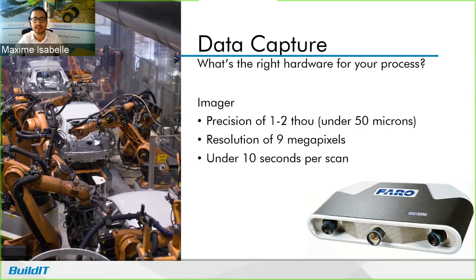So what you need is a soft probe or a scanner. The imager takes everything in one shot, so we can really speed things up. It has a precision of 1 to 2 thou, so under 50 microns, a resolution of 9 megapixels, and every scan takes under 10 seconds, depending on the number of exposure rates. You could even shorten that to maybe 5 seconds. It really depends on your application, but now we're talking about a speed that's a lot more interesting when it comes to inline inspection.